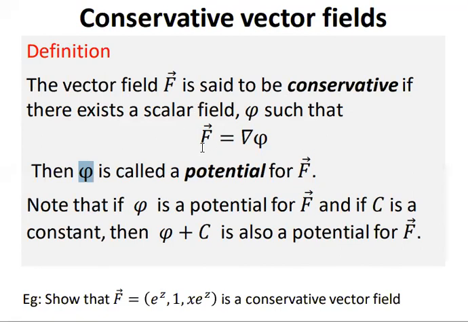This scalar function phi is called the potential for this field. You can find infinitely many potentials, because when you add a constant, it also satisfies this, since when you differentiate a constant you get zero. Therefore, this one is also a potential for F.